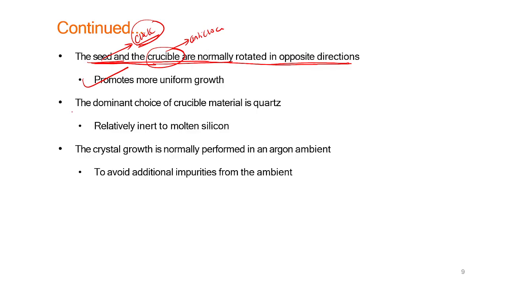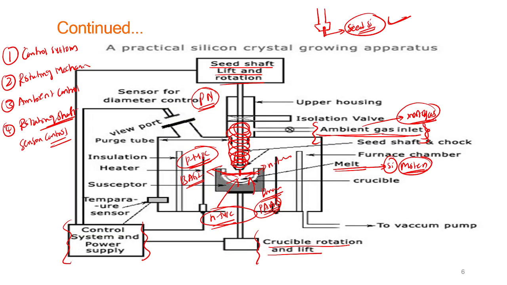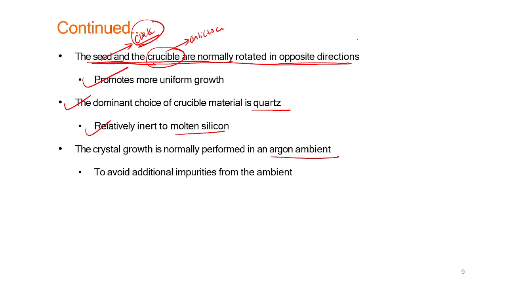The dominant choice of crucible material is mainly quartz, relatively inert in molten silicon. Crystal growth is normally performed in an argon ambient. As I told you, here you see the ambient gas inlet, so mainly you are using argon. Why argon? To avoid additional impurities from the ambient being added into the molten silicon, so we are using ambient control. So this is mainly the CZ method.